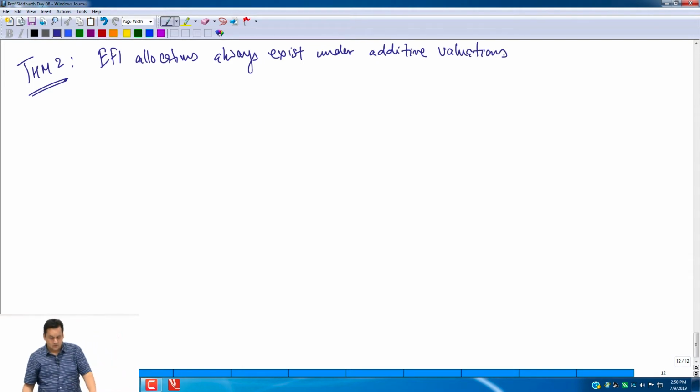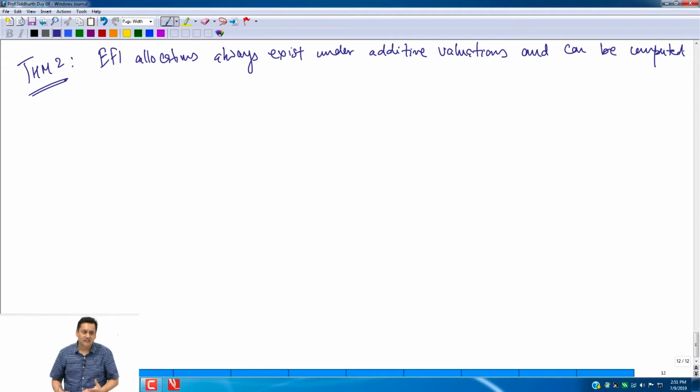So note that this is in fact just a corollary of the previous theorem. Additive valuations with non-negative values are monotonic, and hence if I stop my theorem statement here, this is nothing new. You already have this as a consequence of the previous theorem. The differentiating feature is the method, the algorithm by which you can do this.